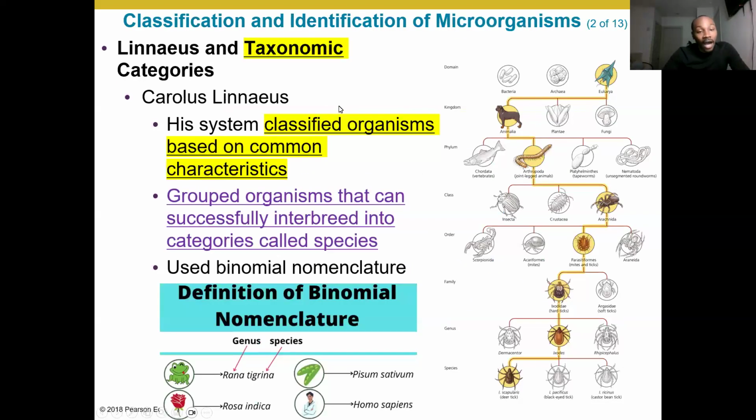We have that taxonomic classification system from Carolus Linnaeus. This system classified organisms based on similar or common characteristics. We group organisms that successfully interbreed into categories called species. And we use the term nomenclature for how we name organisms. Binomial nomenclature is the system of how we name organisms.